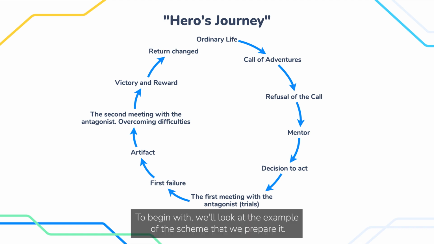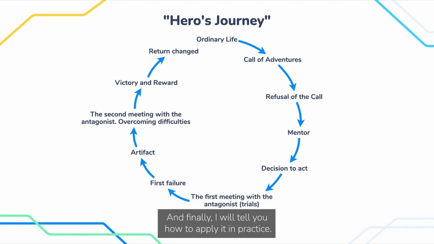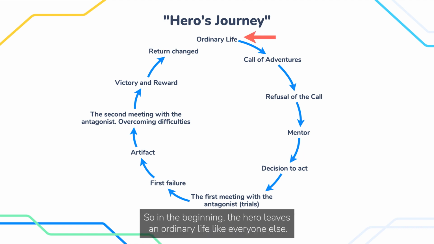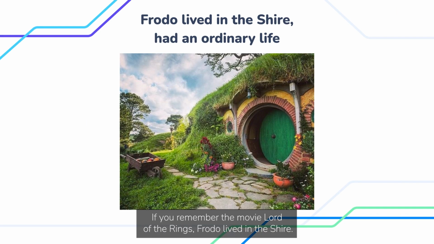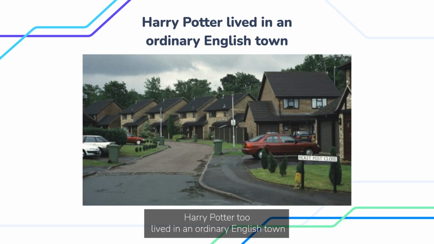To begin with, we'll look at the example of the scheme that we prepared, then at the example of the text, and finally I will tell you how to apply it in practice. Let's start with the structure. So, in the beginning, the hero lives an ordinary life like everyone else. If you remember the movie Lord of the Rings, Frodo lived in the Shire, he had an ordinary life and everything was fine. Harry Potter too, he lived in an ordinary English town and didn't know he was a would-be great wizard.